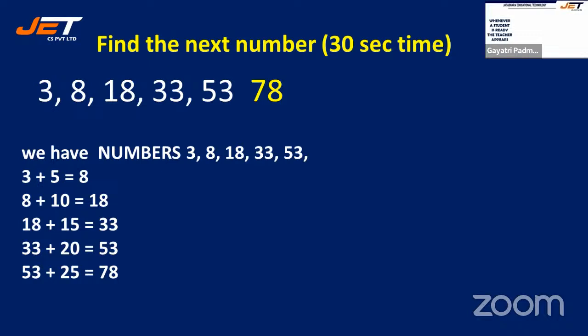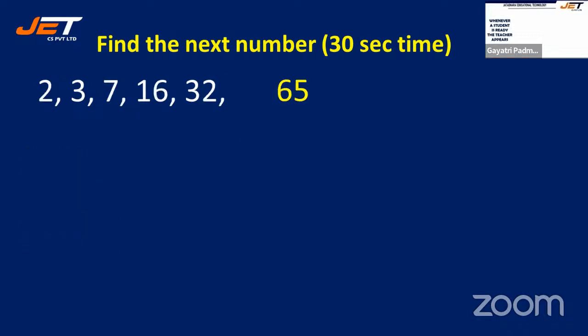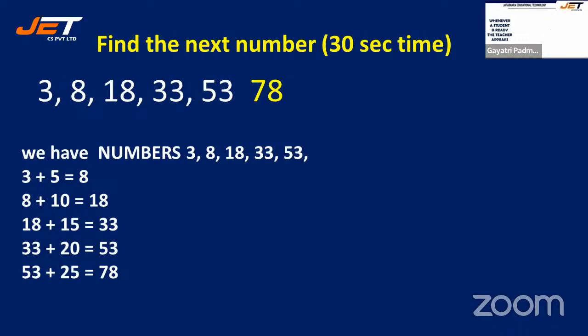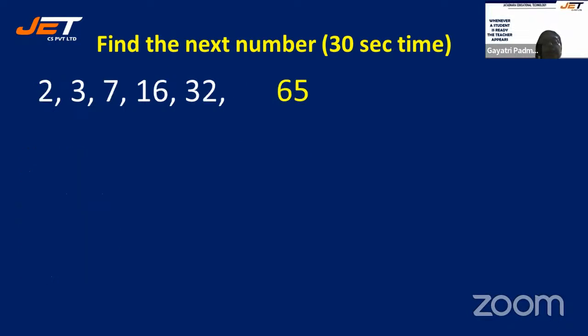Yes. Right. Fine. So if you add 5, 10, 15, 20, 25, the next must be 25. So to the resultant of 53, if you add 25, you will get 78.